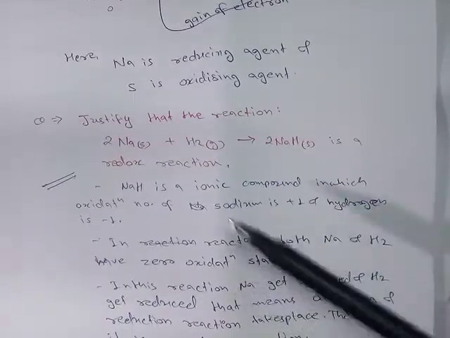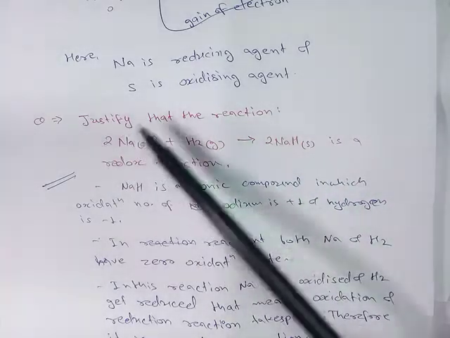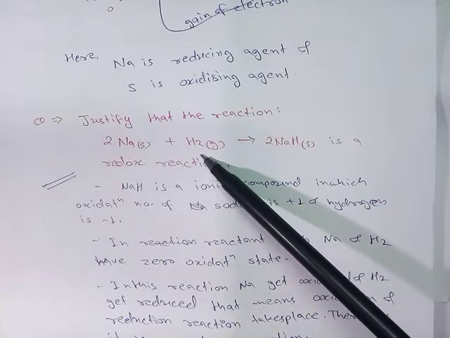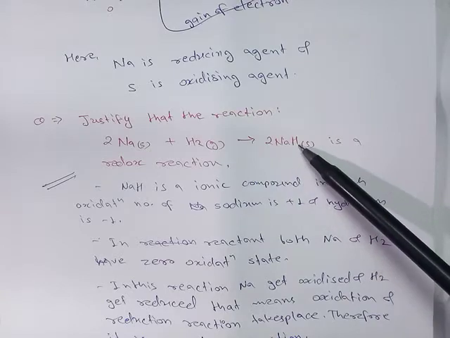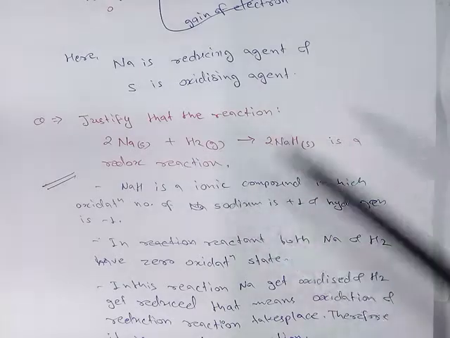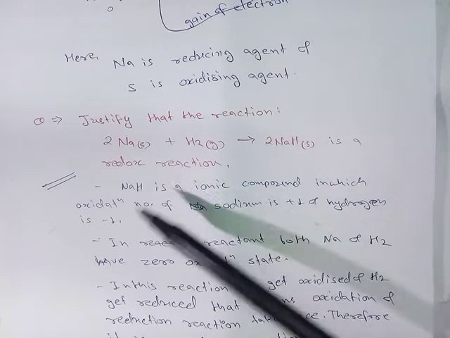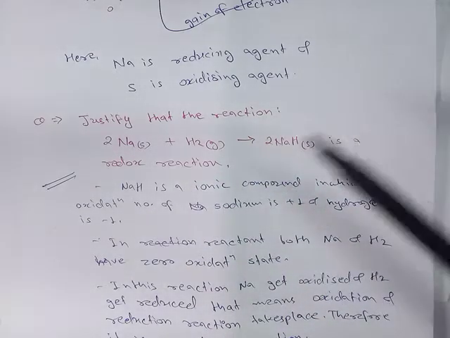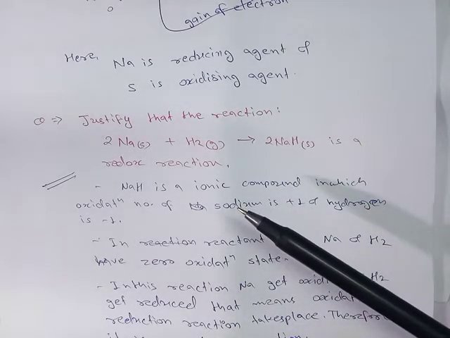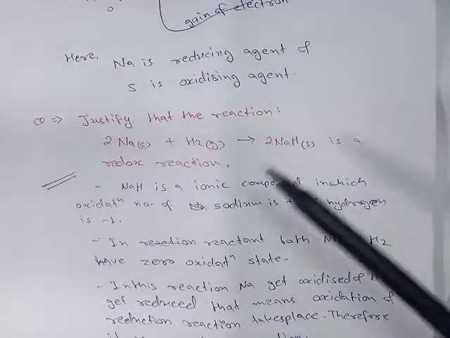Now one question is asked here. Justify that the reaction of sodium with hydrogen molecule to form sodium hydride is a redox reaction. We already know a redox reaction is a reaction in which oxidation and reduction take place. So in this reaction we have to prove that one element gets reduced and the other element gets oxidized.